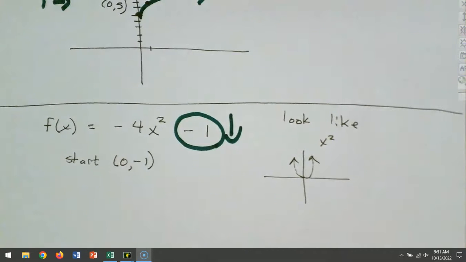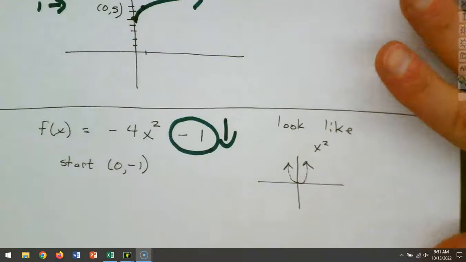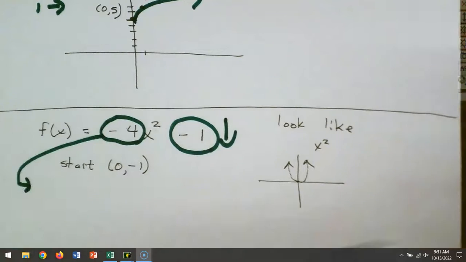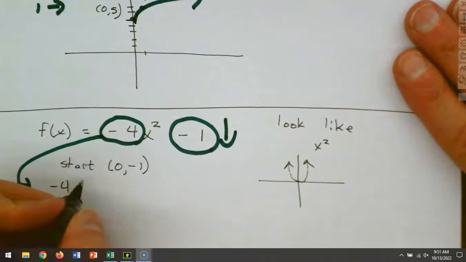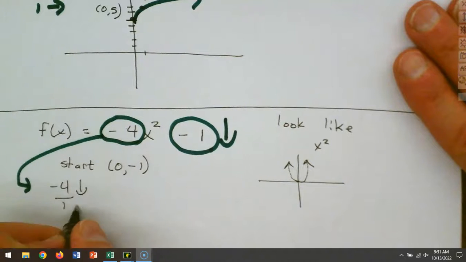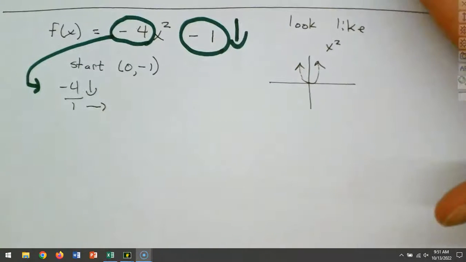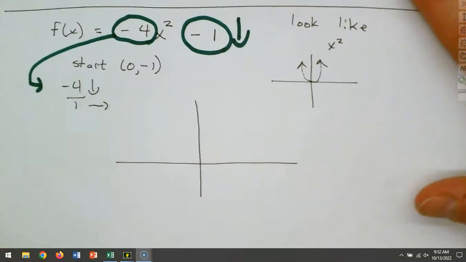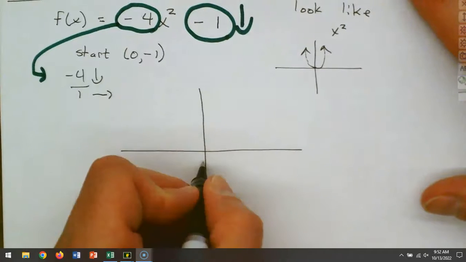Okay, so that's where we're going to start at here. What about that negative 4? That is like your slope. So we're going to make that a negative 4 over 1. So we're going to have to go down 4 and over 1 unit. So we're going to start at 0, negative 1, which is here.